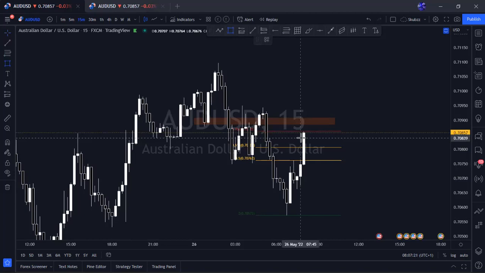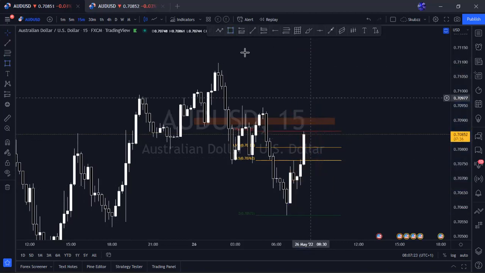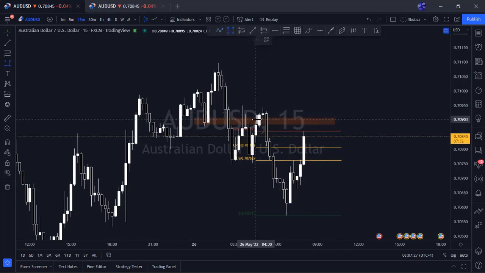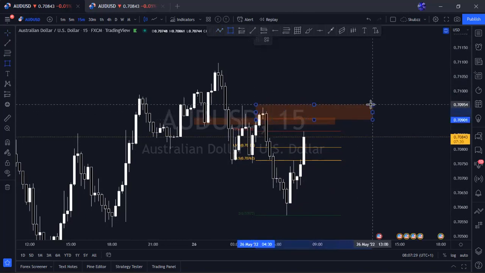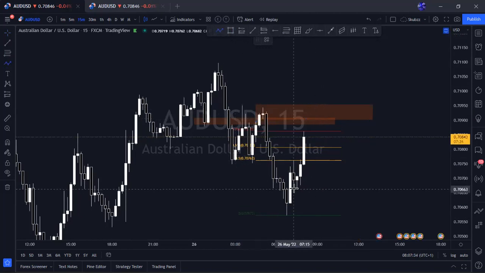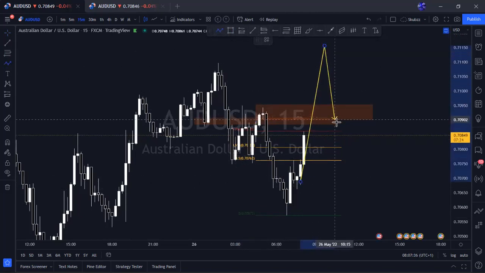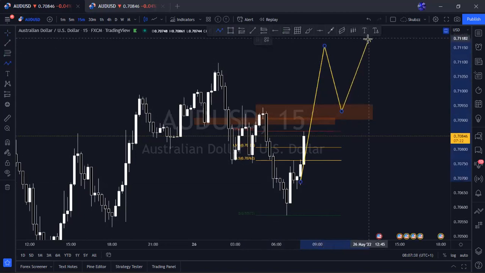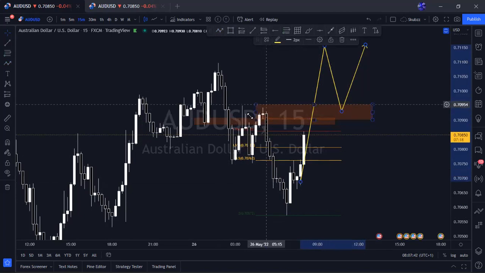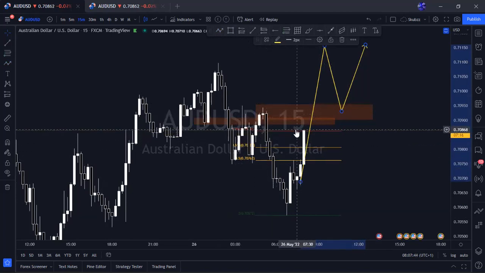If I see that break of this structure to the upside, that lower high, then I'll be waiting for the retest, something like this, for a continuation. But if I don't see that, and instead price is around our point of interest right now, we see a rejection.